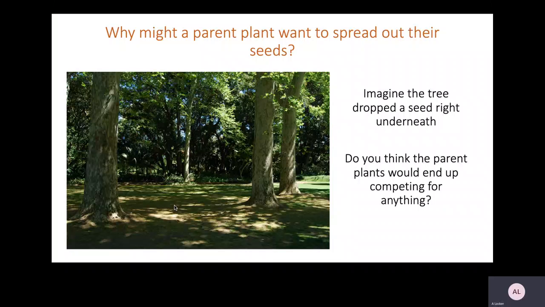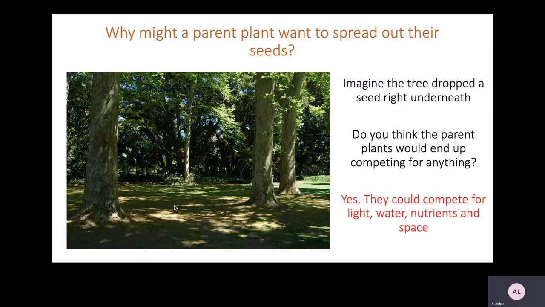Why might a parent plant want to spread out their seeds? So you need to imagine if the tree drops the seeds directly underneath it, do you think the parent plants would end up competing for anything? So imagine you've got your seeds underneath the tree. Would the seeds and the parent plant end up competing against each other for anything? So look at the picture, think about it, think about what plants need to survive. Think about photosynthesis, which I know a lot of you have done in science already this year. I know my group have. So think about what plants need for things like photosynthesis, and are they going to be able to get all of those things very easily if they're competing for a fully grown plant. So pause it, have a think about it.